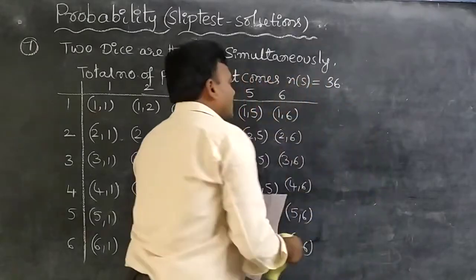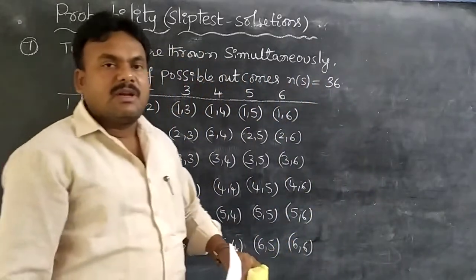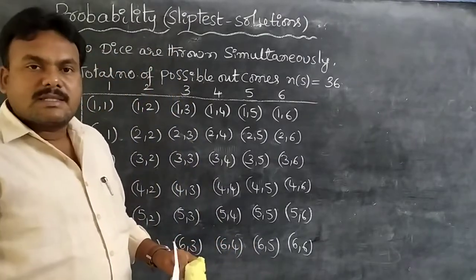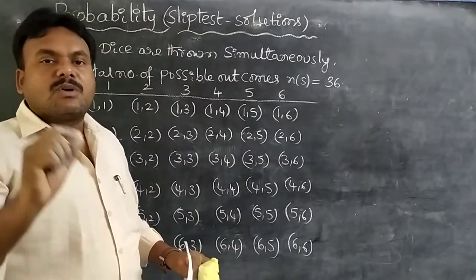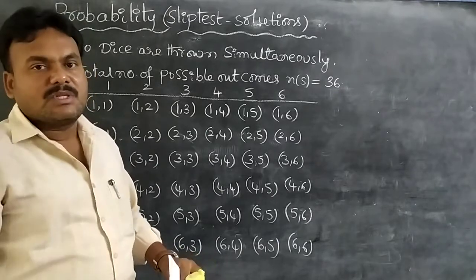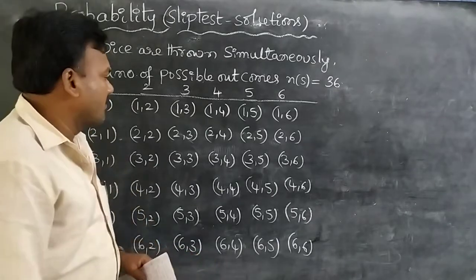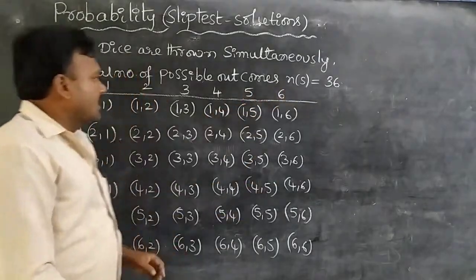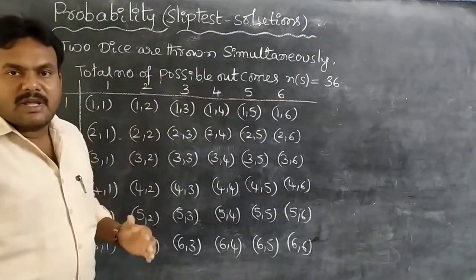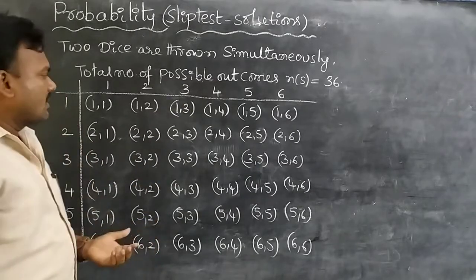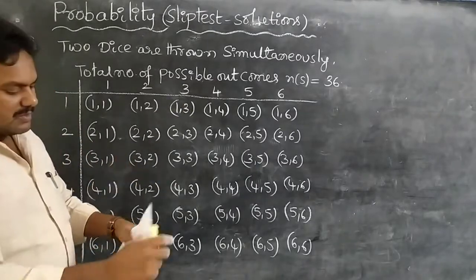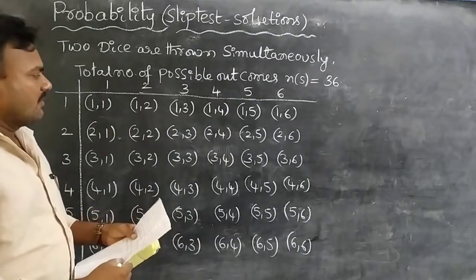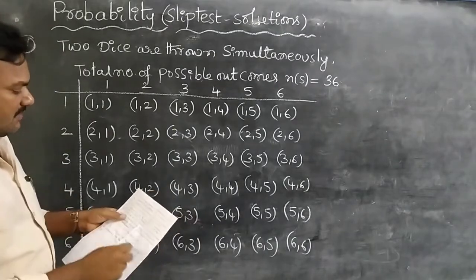The probability of an event equals the number of favorable outcomes divided by the total number of possible outcomes. Here n of S equals 36, so the total number of possible outcomes is completed. Then we take only the favorable outcomes, as given in the problem, students. Observe carefully, all of you.